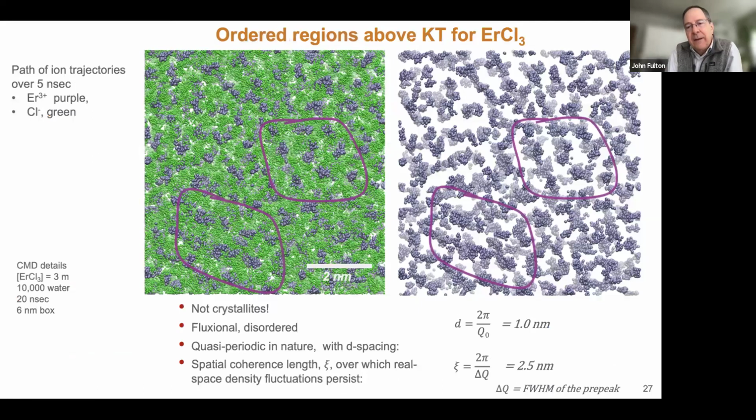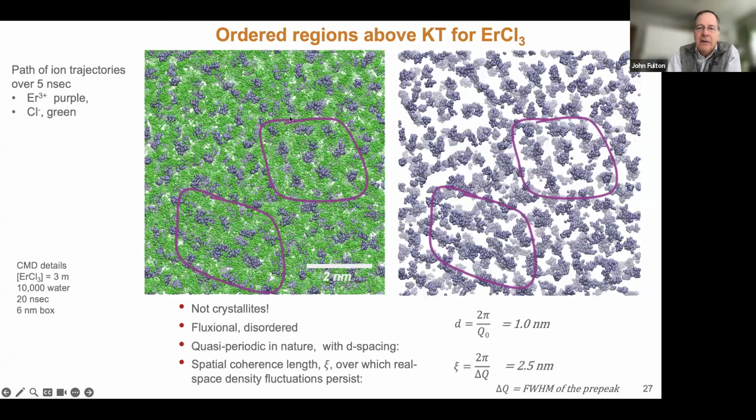And as just a little side picture here, this is output from an MD trajectory. Again, this is classical MD using empirical potentials. And this is a box. It has 3 molal erbium chloride. There's 10,000 waters, and it's a 20 nanosecond trajectory. And in this frame, what we're looking at is these little purple spheres represent the path of a single ion over the trajectory of about 5 nanoseconds. So we can see these little grape clusters here that show the motion of a single ion in time.